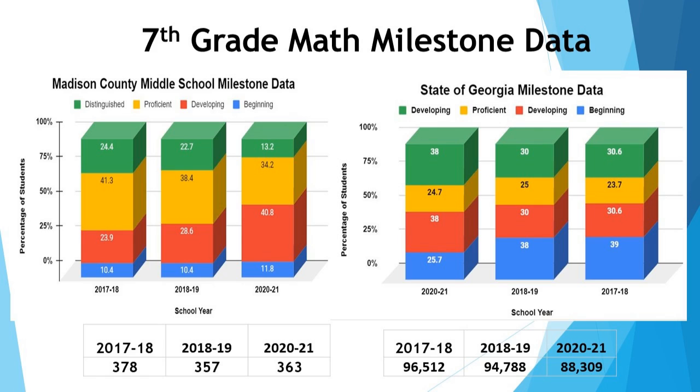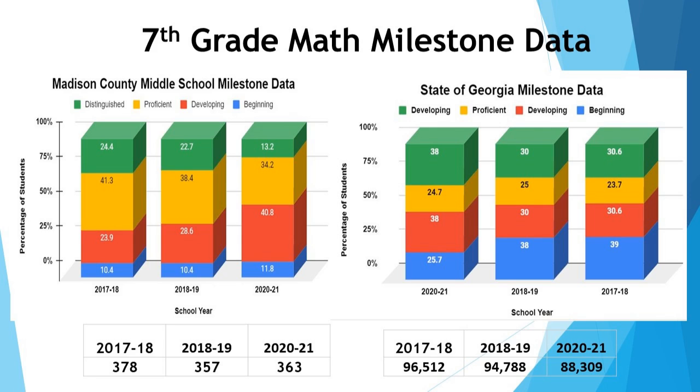This graph shows a comparison of 7th grade math students compared to all 7th grade math students in the state of Georgia. We can see that the beginners level is significantly lower at MCMS than the state. MCMS consistently stays below 12%, and the state more than doubles that amount with percentages greater than 25% in its lowest value. The developing levels for both MCMS and the state stay fairly even, but prior to the pandemic, MCMS was a good margin lower, and post-pandemic, we surpassed the state with 40.8%.